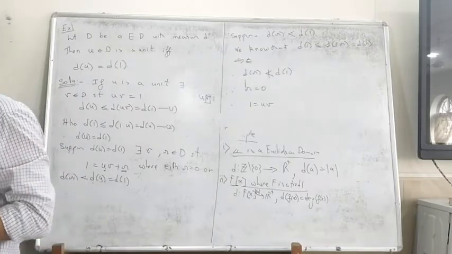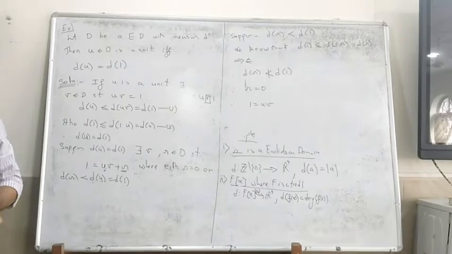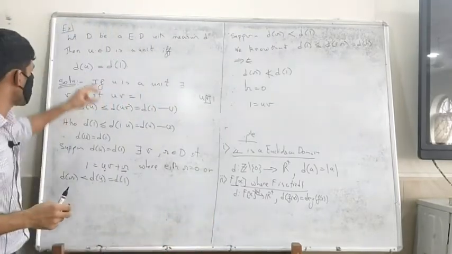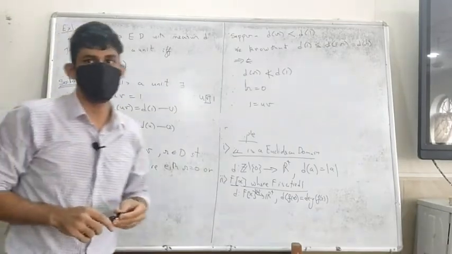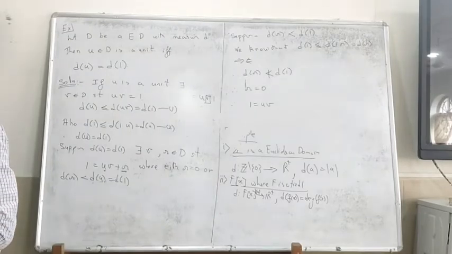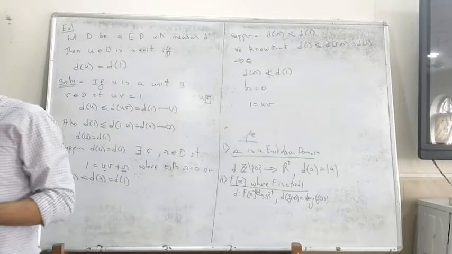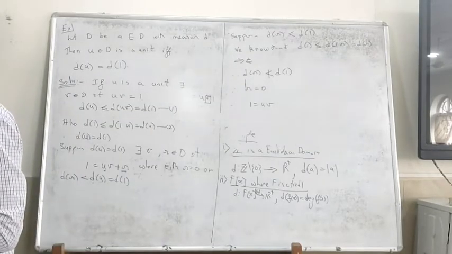Okay, so if you want to check whether elements in a Euclidean domain are units, simply check whether the measure is the same as the measure of the unity element. Okay, that's one way of looking at it. Should I do this first? I'll come back to that later.